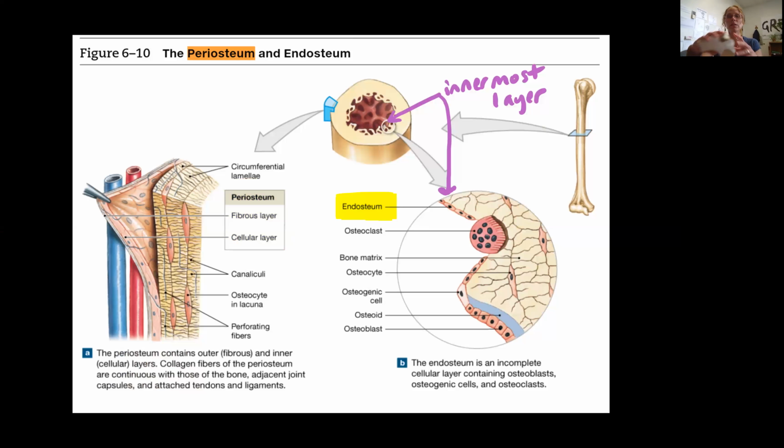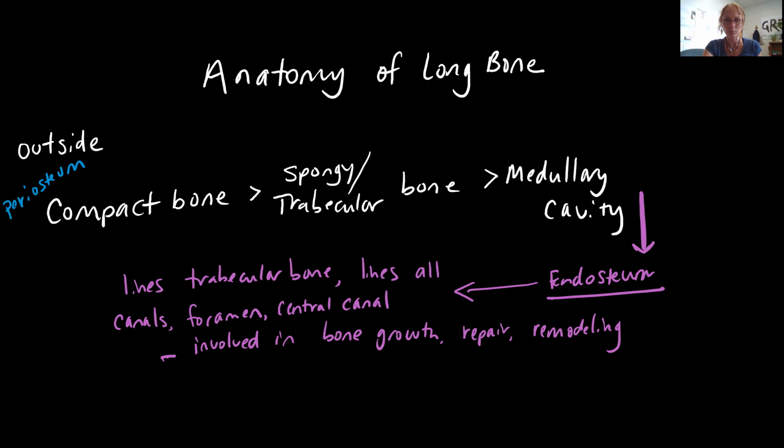If we look at the tissue that's lining that medullary cavity, so the very innermost tissue, and actually is wrapping around all the different struts and extensions of that spongy bone, we have what's called the endosteum. So end as in innermost, and osteum, of course, is bone. Now this is another important layer. It's our very innermost layer. It's wrapping around every single cavity, foramen, and we'll be talking about the different cells that make up the endosteum as we progress through.